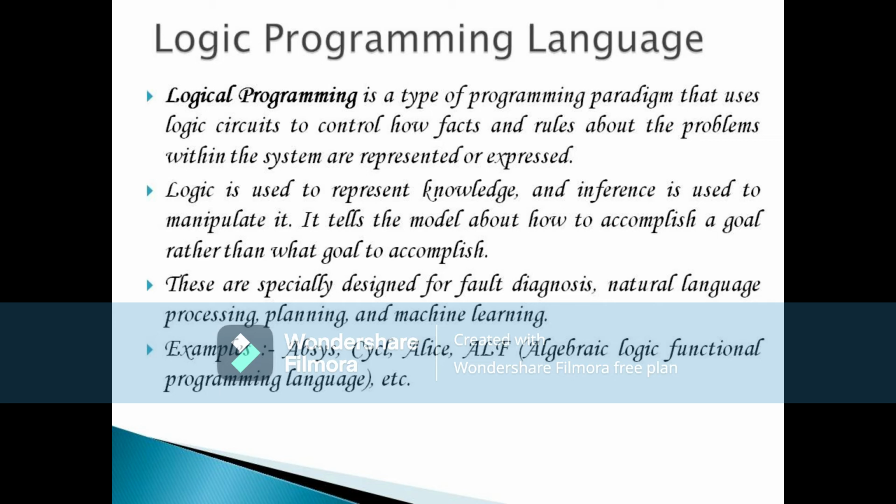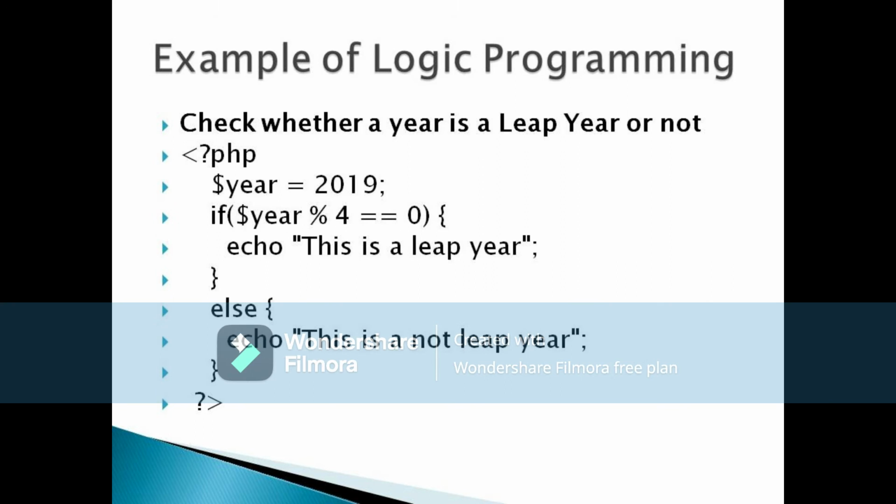Few examples of this type of languages are EBSYS, cycle, alice, ALF, that stands for algebraic logic functional programming language, right? So suppose we have an example here, we want to check whether a year is a leap year or not. So how we are doing it, we are providing the statements based upon which the leap year is there or not, that is to be checked, right?